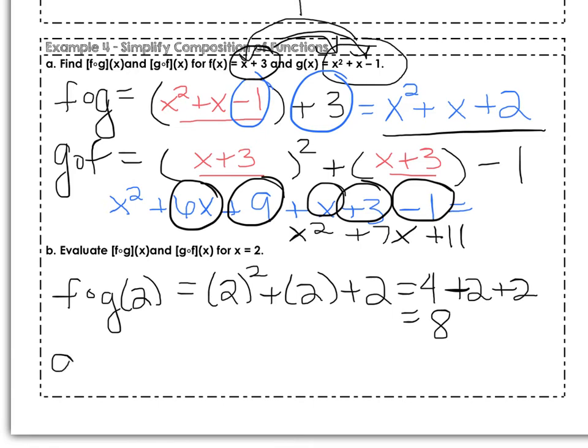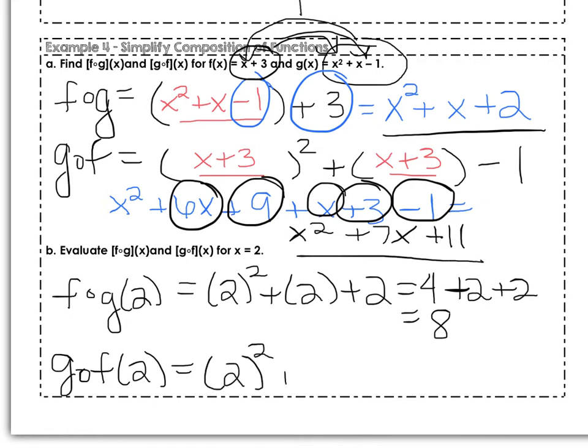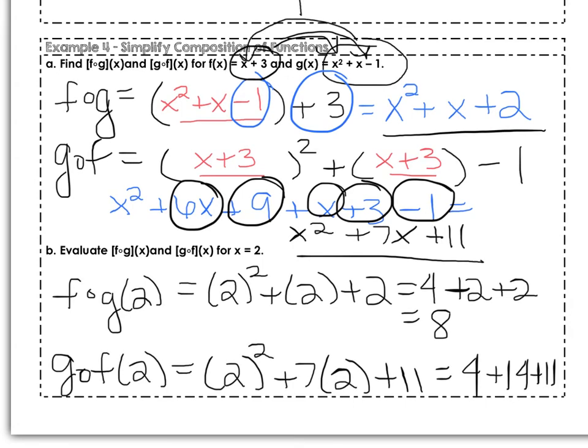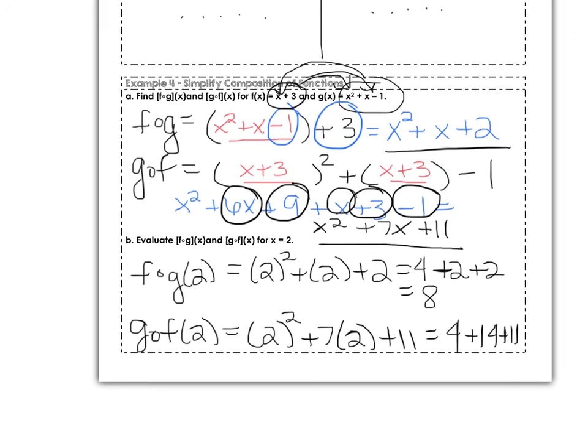Now, let's do g composed of f, and we're going to plug in 2 for x. We have this composition, 2 squared plus 7 times 2 plus 11. So we have 2 squared is 4, 7 times 2 is 14, plus 11, looks like I need to zoom out a little bit. 4 plus 14 is 18, and 18 plus 11 is 29. So there are our two evaluations.